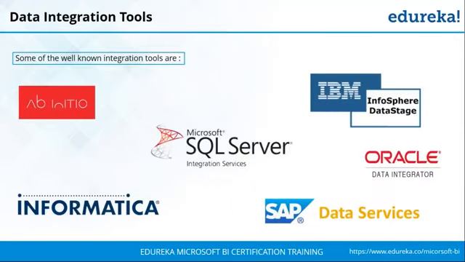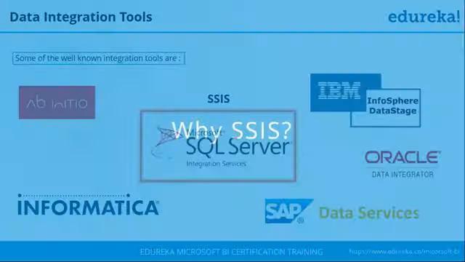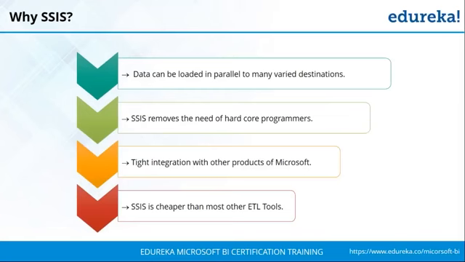There are various data integration tools available in the market such as Ab Initio, Microsoft SQL Server, IBM InfoSphere, Oracle and many more. Now let's just focus on Microsoft SQL Server Integration Services, that is SSIS. Before going to what exactly is SSIS, first let's understand the why part. So why SSIS? My first point is data can be loaded in parallel to many varied destinations. As we've already learned, it collects data from multiple sources. Now SSIS is responsible for connecting to each data source, extracting the data and merging it into a single data set. So this is how SSIS plays an important role.